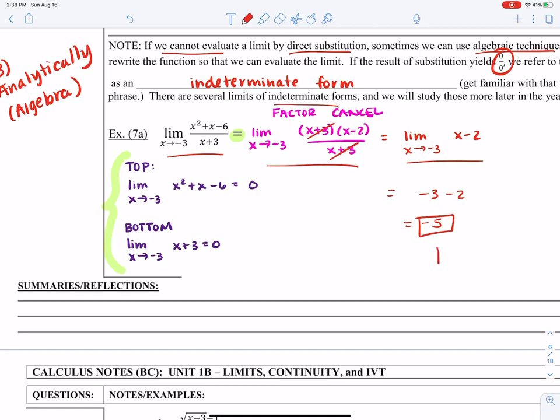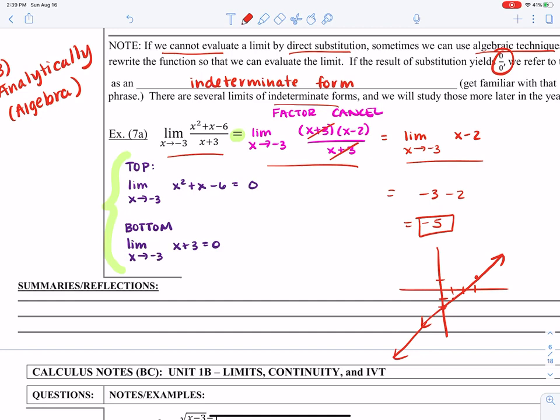Guys, if you were to graph this, it would have a y-intercept of -2 and a slope of 1, and you'd have a linear function. But here's what's cool about this linear function: it happens to have a hole. I should have extended it out just a little bit more.